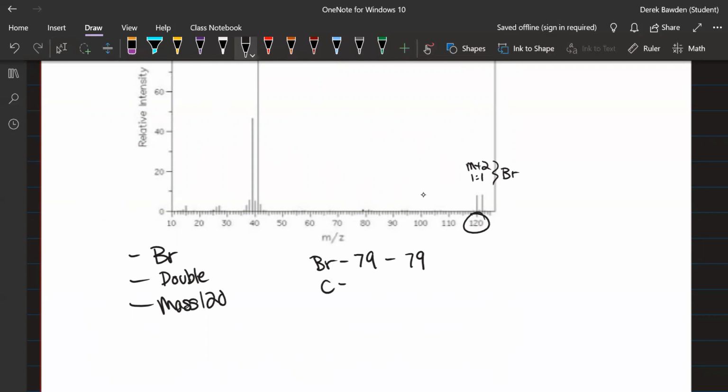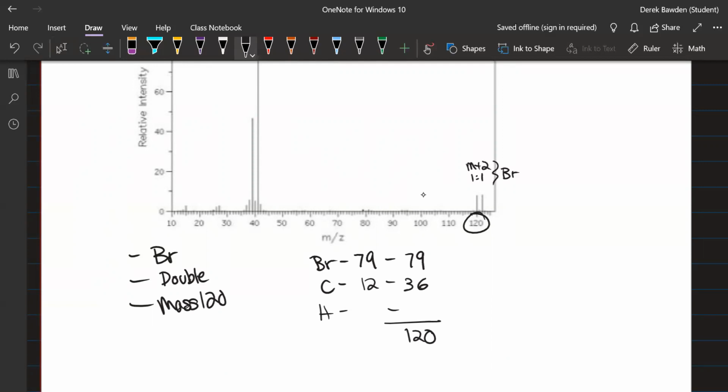Carbons, let's guesstimate how many carbons. How many carbons do you think will be in this? We're already at 79 with our bromine. We need to get to 120. So let's guess 3. Okay, so they weigh 12 each, so that would be 36. And then we're not sure how many hydrogens, okay, but we need to add up to 120.